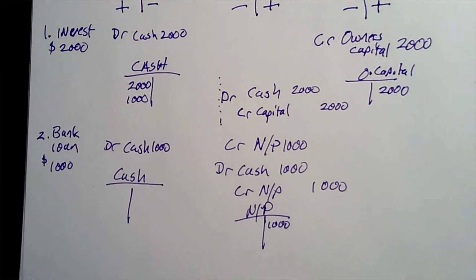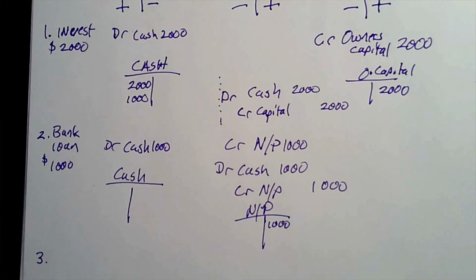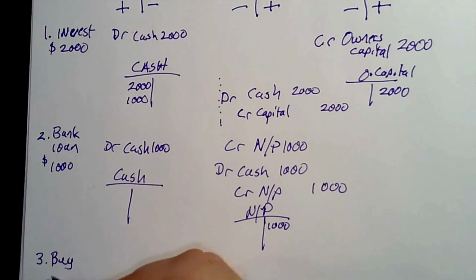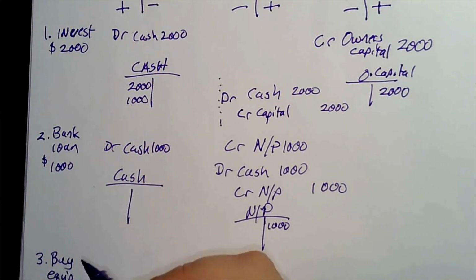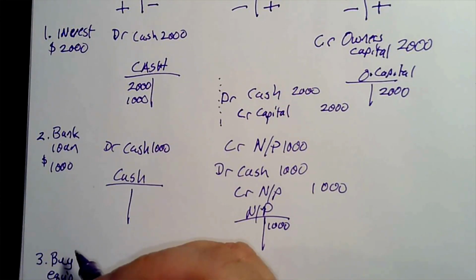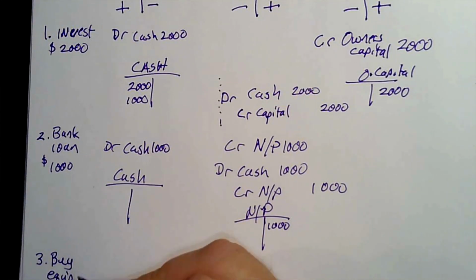Let's take a look at a third one. This one is going to be, let's buy some equipment with cash. And the equipment is going to be, how much should I put here? $1,100.